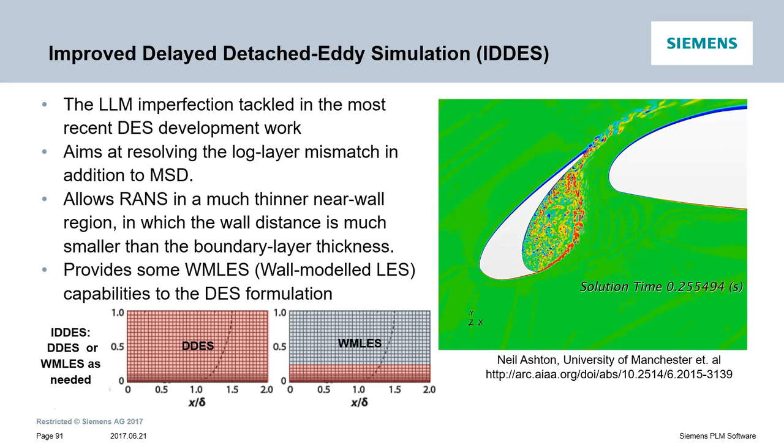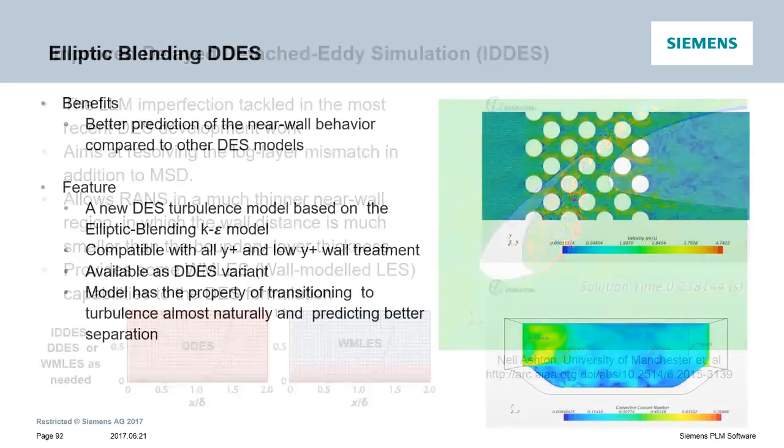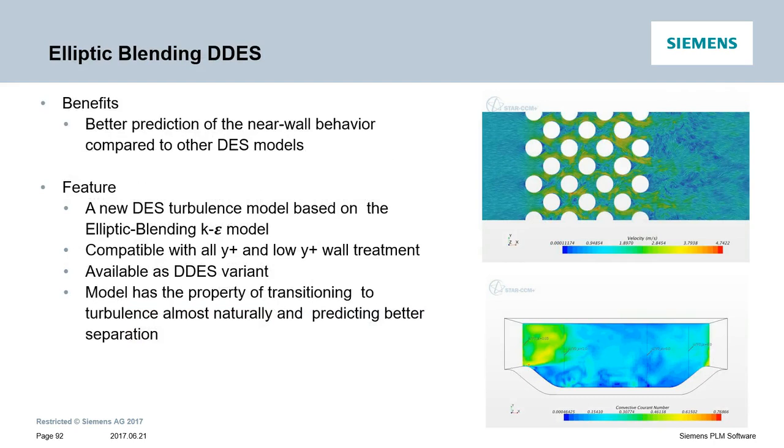The IDDES model features several rather intricate blending and shielding functions which allow using this model both in DDES and wall modeled LES mode. In StarCCM Plus, we have DDES and IDDES available with both SA and SST models, and recently we implemented DDES with the EB k-epsilon as well. And as we discussed earlier, we expect this model to perform better in capturing the near wall behavior. And it's also compatible with all Y plus and low Y plus treatment. And it also has an important property of predicting transition to turbulence and separation better.